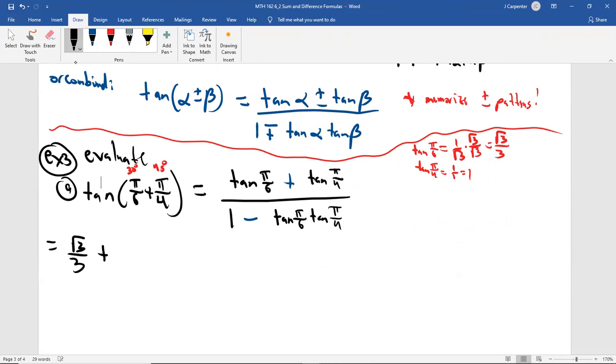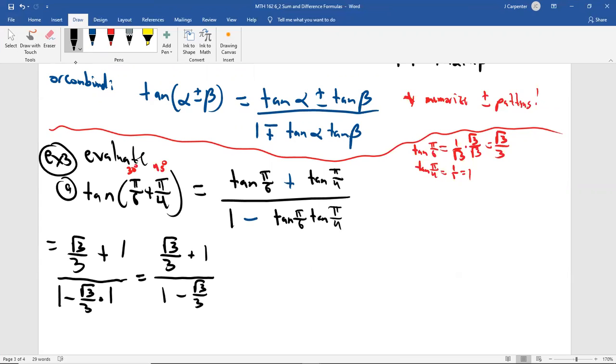Then the plus symbol. Tangent of pi over 4 was 1 over 1, and you might need to write it that way, but let's just write it as 1 for now. Let's see if we can get away with that. Over 1 minus, the tangent of pi over 6 is still square root of 3 over 3. The tangent of pi over 4 is still 1. The first thing you can do is say, well, anything times 1 is itself, so this is just square root of 3 over 3 plus 1, then over 1 minus square root of 3 over 3.